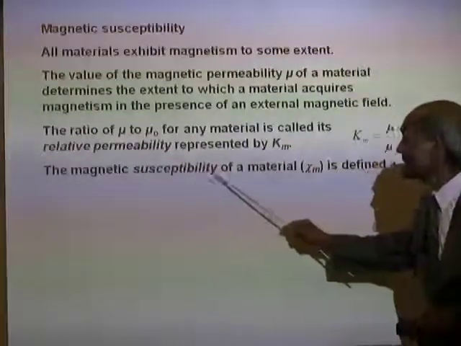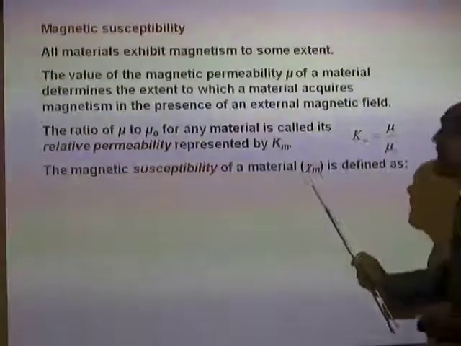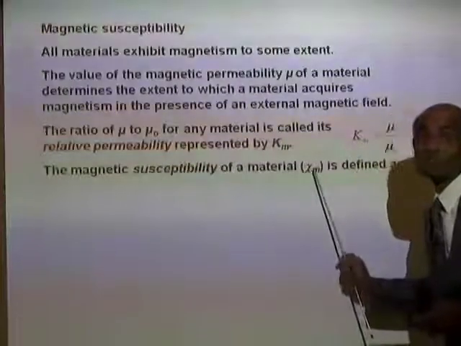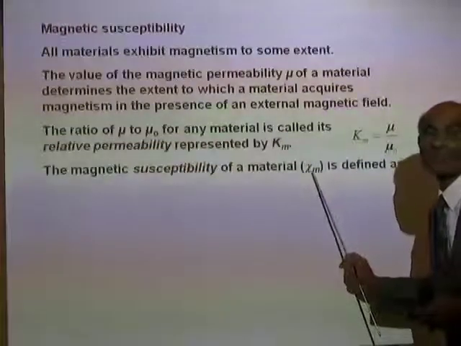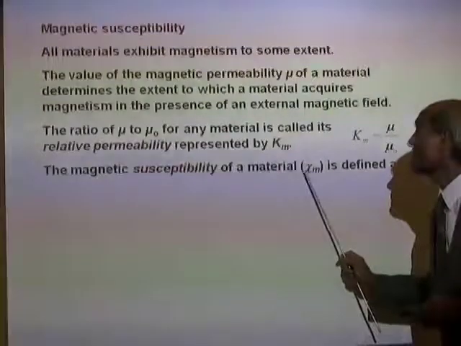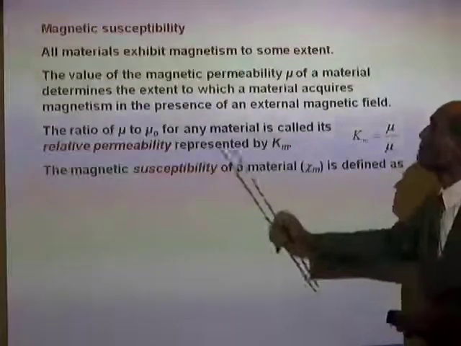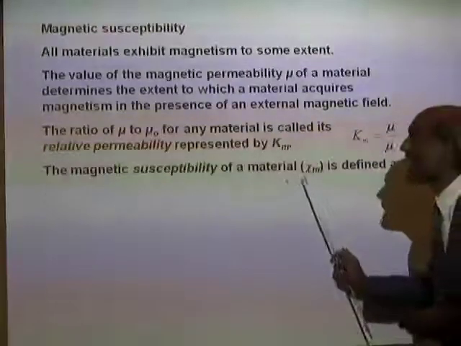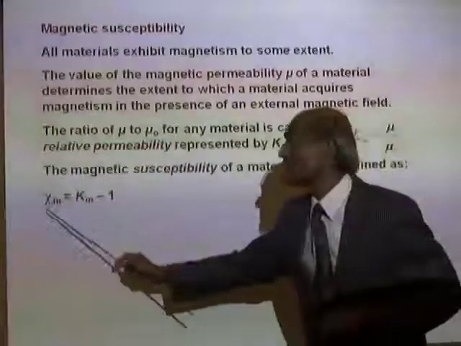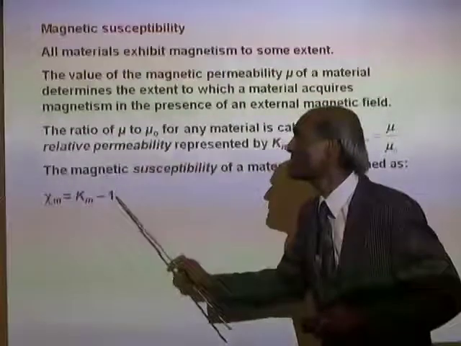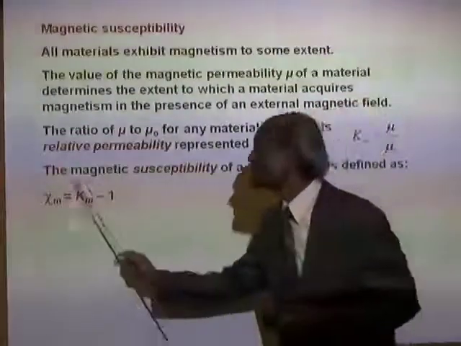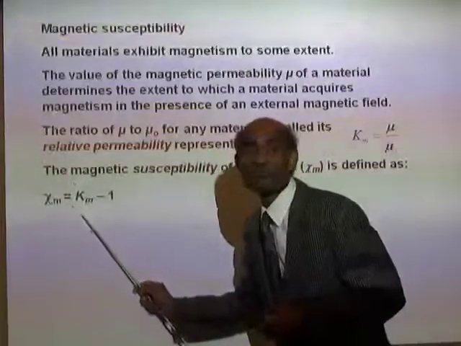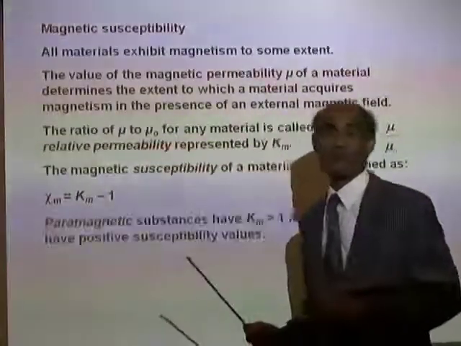Now, the magnetic susceptibility, chi m, susceptibility is represented by the Greek letter chi. Look at the way I read it, chi sub m, chi m. Now, we use Km to define chi m as chi m equal to Km minus 1. Magnetic susceptibility equals the relative permeability minus 1.